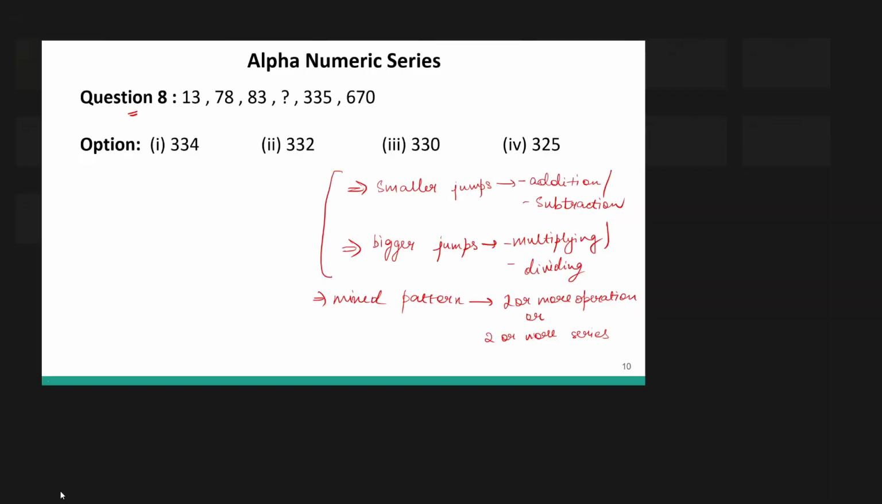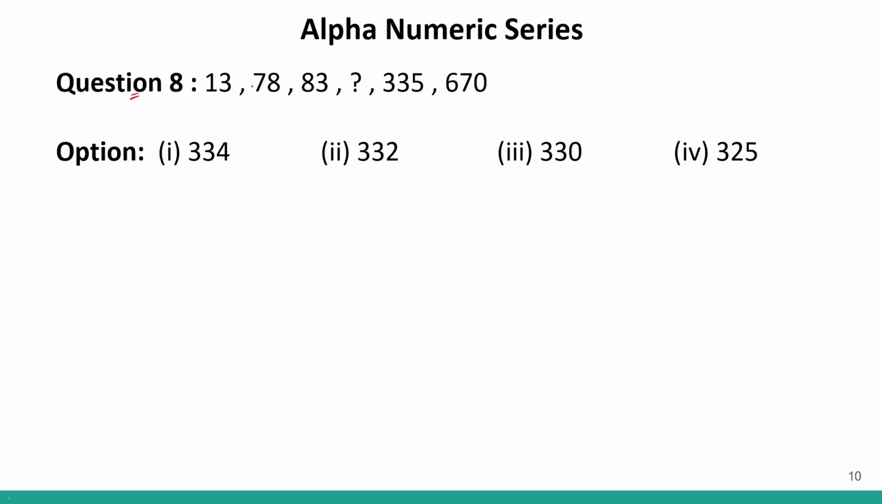So let us look at this question, question number 8. So we have 13, 78, 83, 335, 670. So I see bigger jumps, correct? If I see bigger jumps, that means I am assuming that we are multiplying. But we see smaller jumps over here. This is a smaller jump, so maybe it is addition, correct? So 13 to 78 is a multiplication of 6. If you know the table of 13, this is 78, correct? So this is a multiplication of 6.